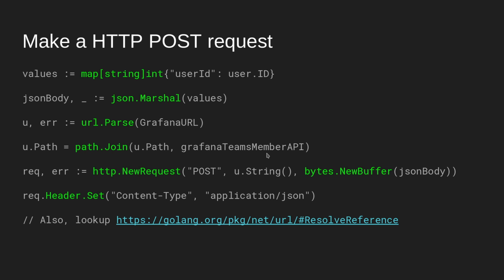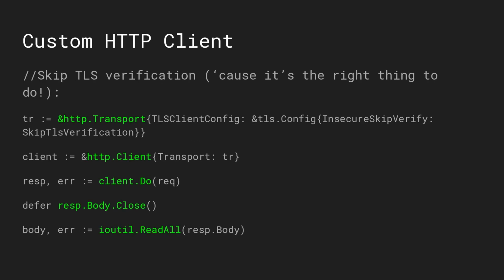Okay, so at this stage we have constructed the HTTP request, we have specified the payload, and we have specified the content type. The next bit is constructing the custom HTTP client. Now here I'm skipping TLS verification because obviously it's the right thing to do. This is an example of how you do it. We construct this transport, so we create an object of type HTTP transport, which is a structure. We basically say InsecureSkipVerify and just skip it.